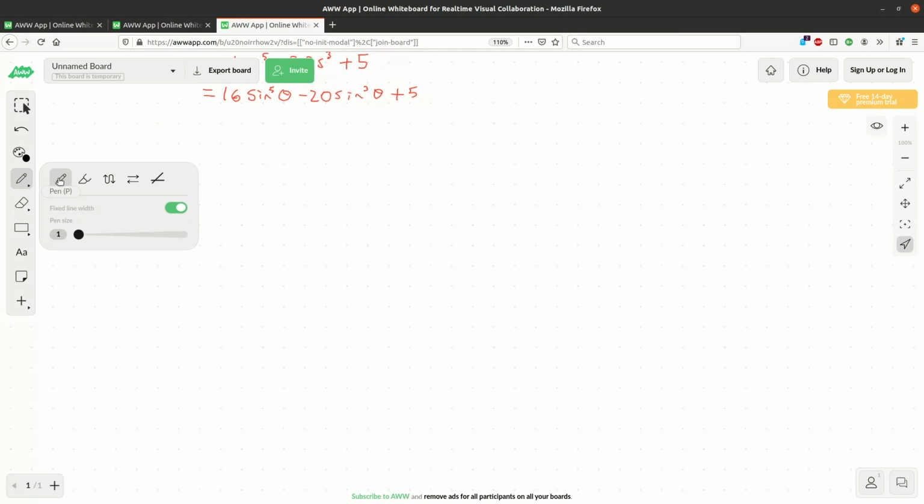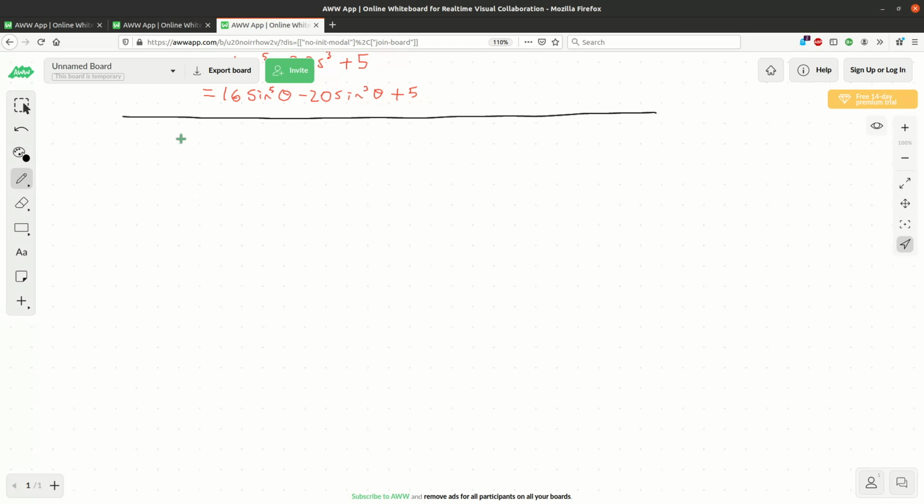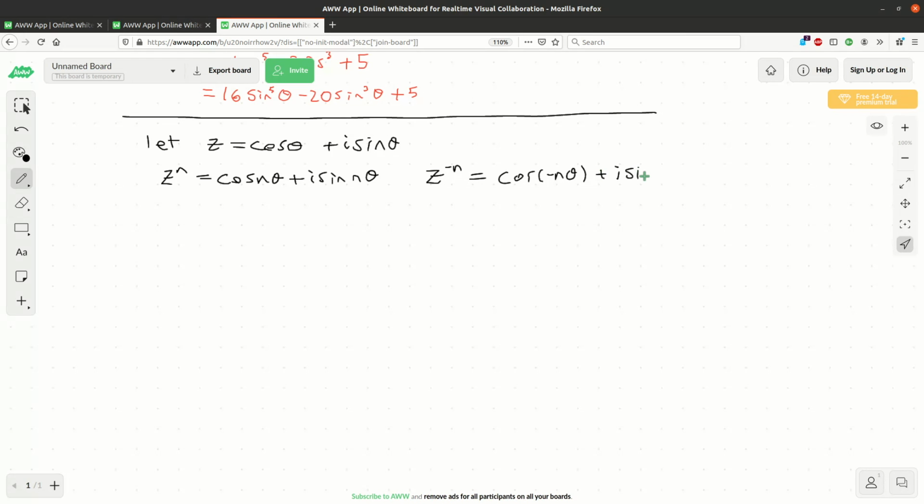I'm sure that you remember that if we let z equal cos theta plus i sine theta, hopefully you recall de Moivre's theorem, which is that z to the n equals cos n theta plus i sine n theta, and z to the minus n is going to be cos minus n theta plus i sine minus n theta. I'm going to simplify it in a second. For those of you who are crying at the screen, simplify that, Mr. Nichols. I will, I promise.